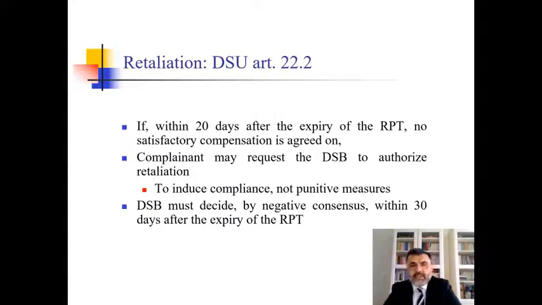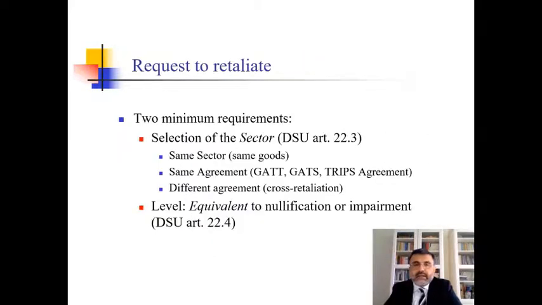So what happens is that the DSP receives this request for retaliation from the complainant, and the respondent may object. Respondent may object to two things. To the level of the proposed retaliation. The respondent may say, look, I haven't achieved compliance. We know that. And so the complainant has the right to retaliate against me. But the level of the proposed retaliation is way too much. It's way higher than my violation, than the nullification or impairment that my measure has caused to the complainant.